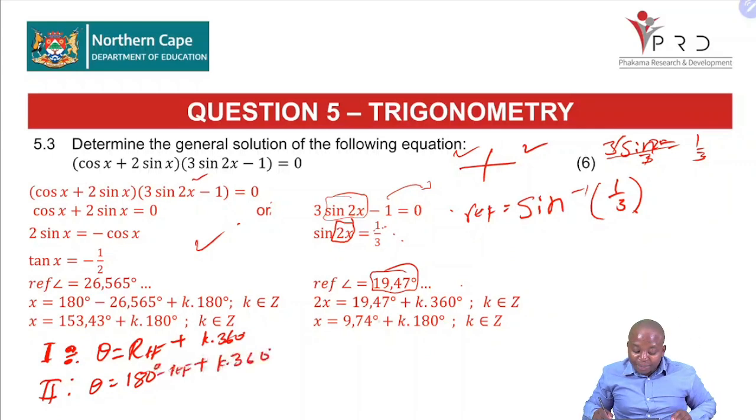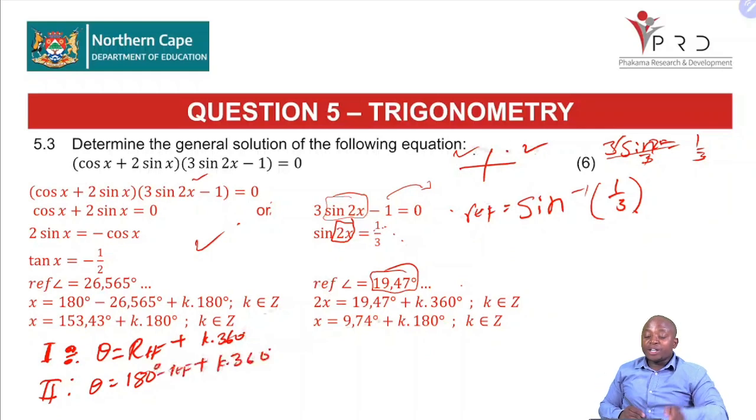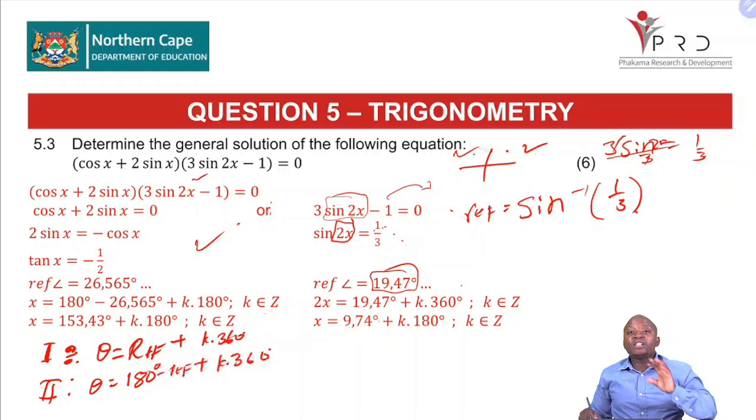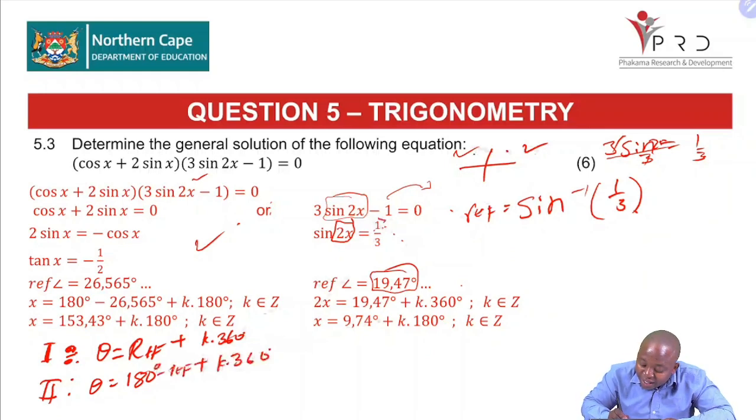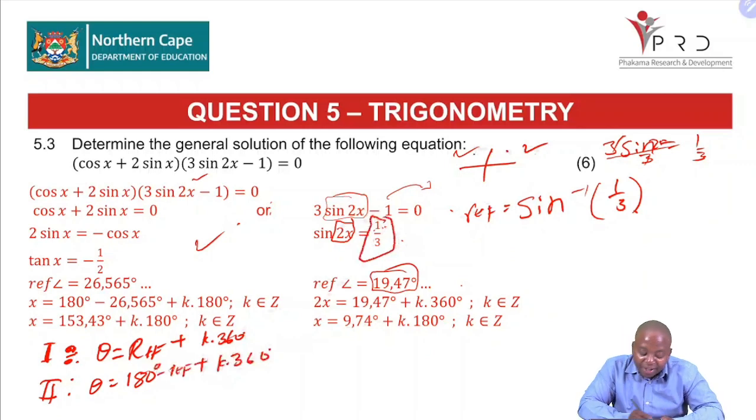So that is what is happening. This is where sine is positive, first and second quadrant. That's what we do when we are dealing with the general solution, grade 12. So we identify where sine is positive. What tells us where sine is positive? The value that we had is positive. So that is where sine is positive: the first quadrant and the second quadrant.